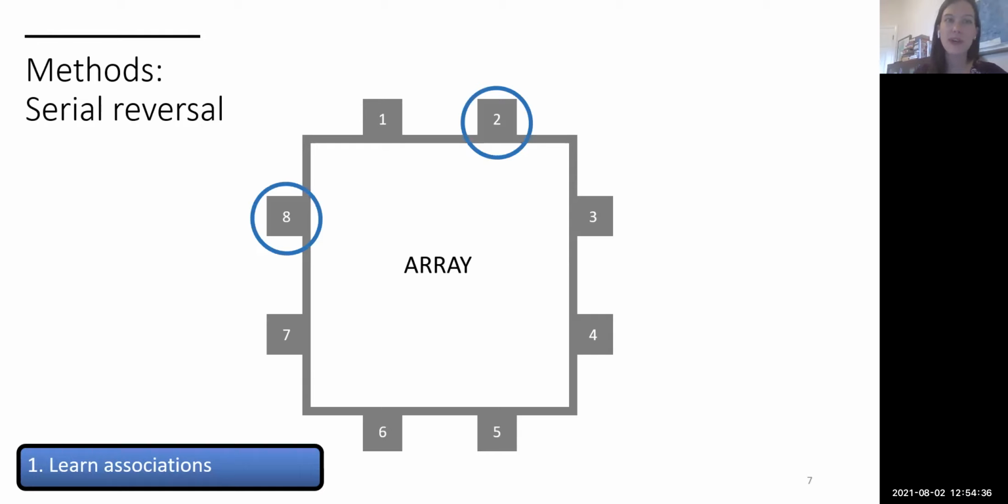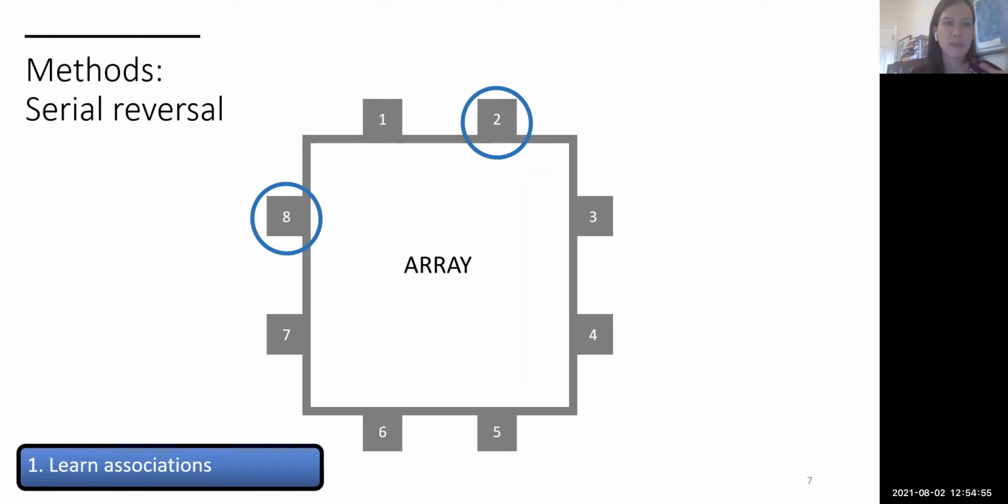For the experiment, we will teach birds that two feeders provide food. This resembles the lab experiments for serial reversal, where birds can find food at either feeder 8 or feeder 2, or in this case, it could be any feeder. And it makes it more complicated because there are six additional feeders that birds could make errors to.